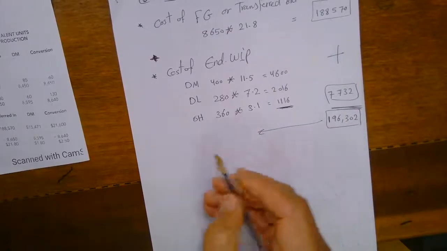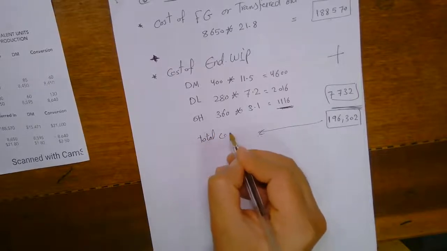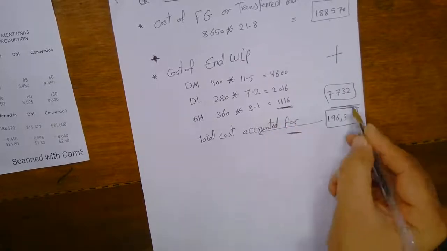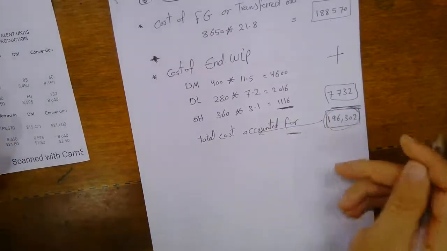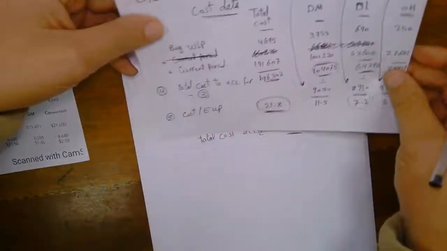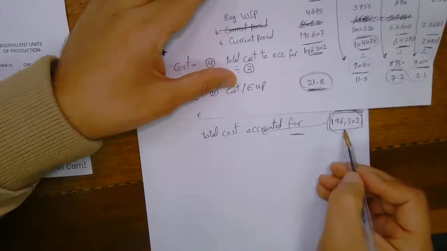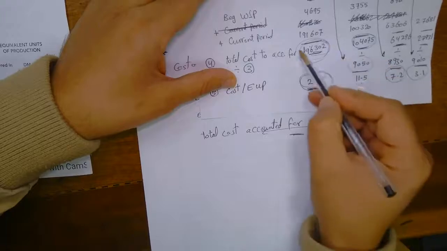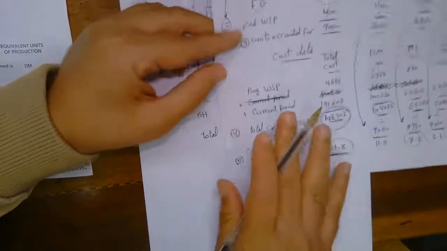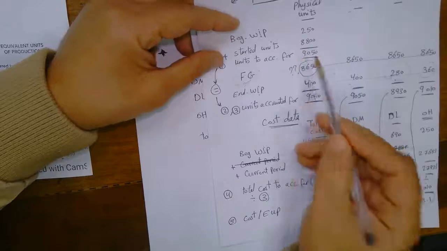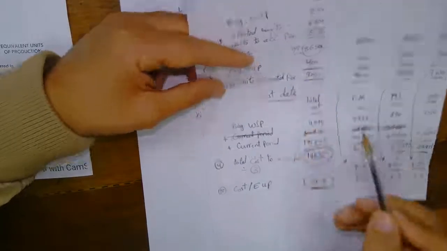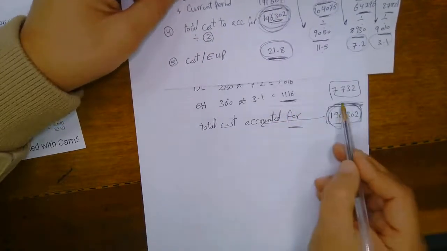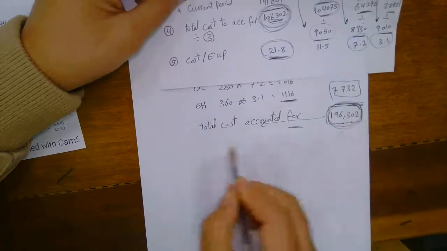This total cost accounted for must be equal to total cost in step number 4. Step number 4, the total cost to account for. The total cost accounted for. So the total of step 1 must be equal total of step 2, and total cost to account for from step 4 must be equal total cost accounted for from step 6.